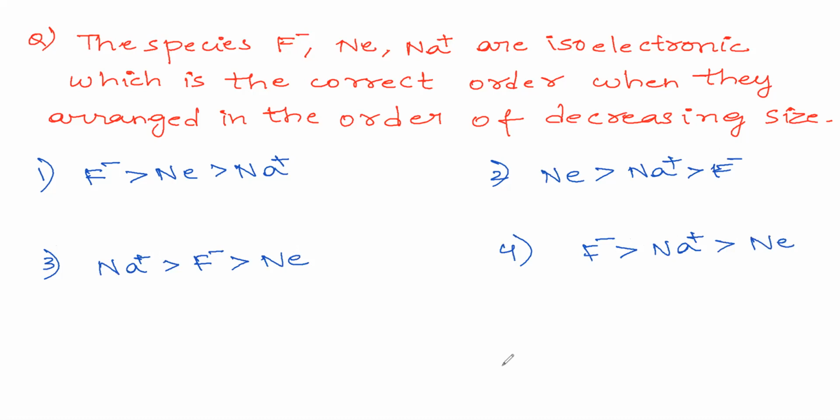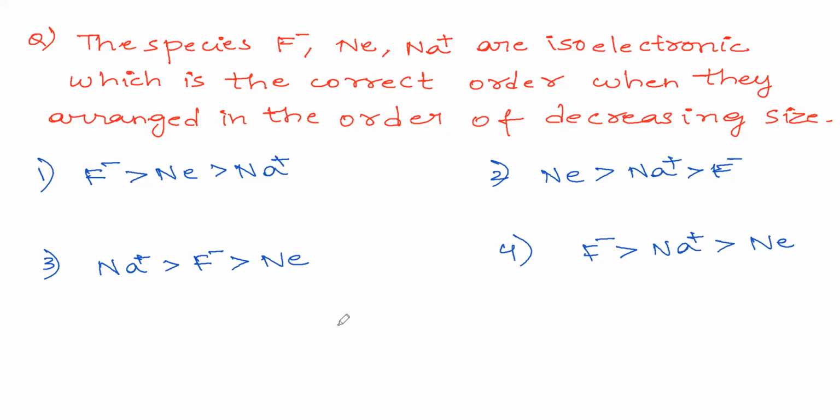Within the isoelectronic species, which contain the same number of electrons, the anion is bigger in size than the neutral and the cation. F- is bigger than neon because of its anionic nature, as F- means an electron is gained. In F- we have 10 electrons and 9 protons, whereas in neon we have 10 protons and 10 electrons, and in sodium we have 11 protons and 10 electrons.